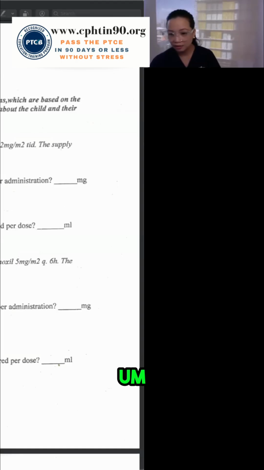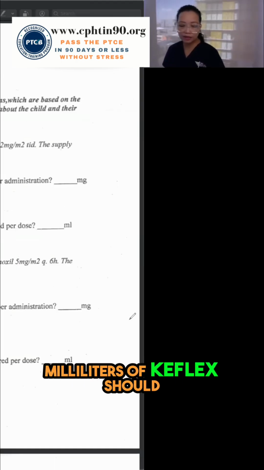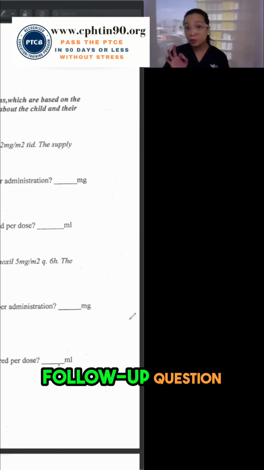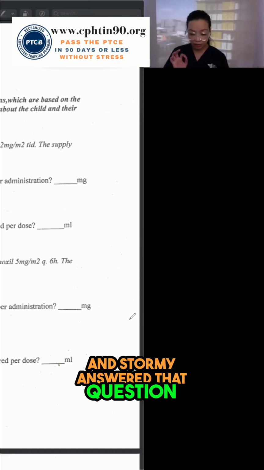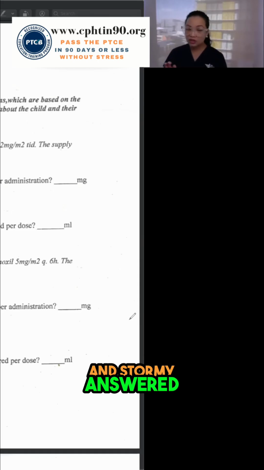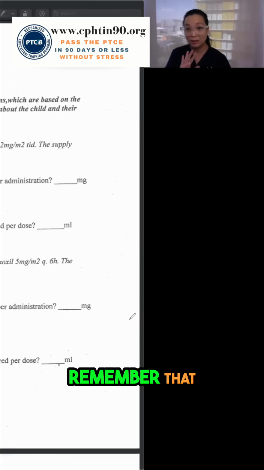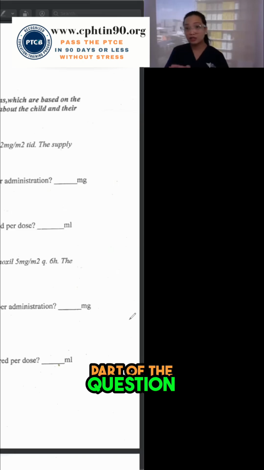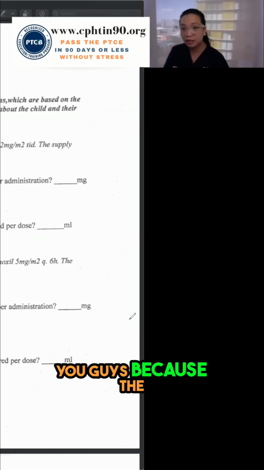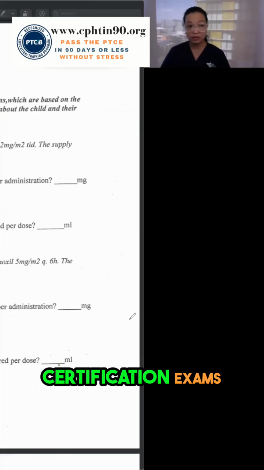Okay. Clear that one. And then next question would be how many milliliters of Keflex should be administered per dose? It's 0.18 ml. I also had a follow-up question and Stormy answered that question. What if the question was per day? And Stormy answered, you multiply that by 3 because there's a TID in the prescription. Remember that? Even if it's not part of the question, I wanted to make that follow-up. I wanted to throw that follow-up question for you guys because the finals may be like that or questions like that may appear on national certification exams.